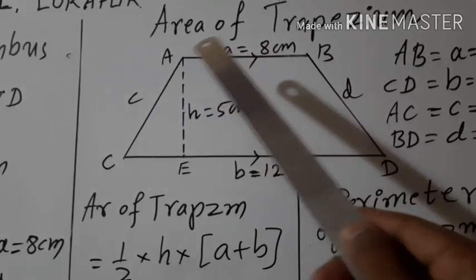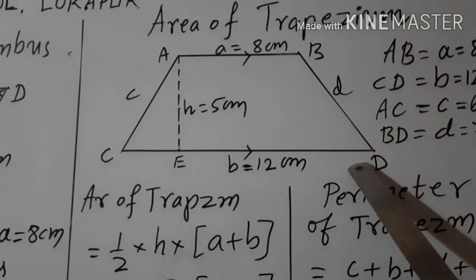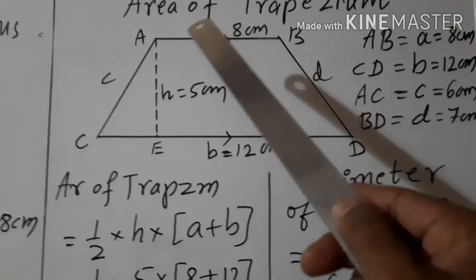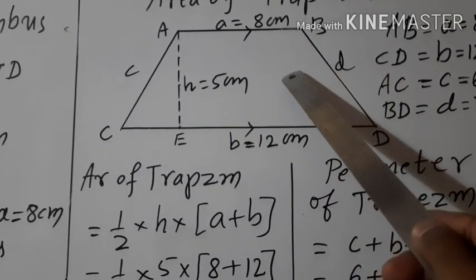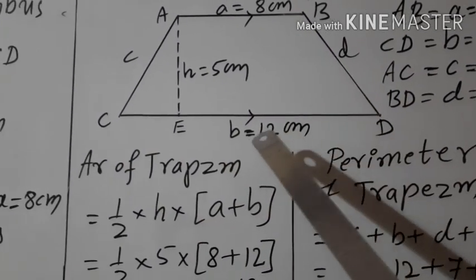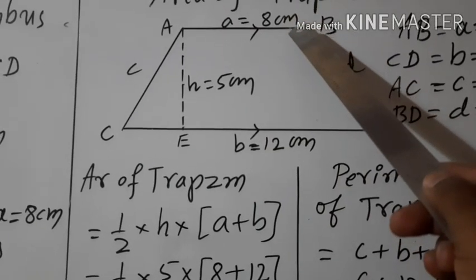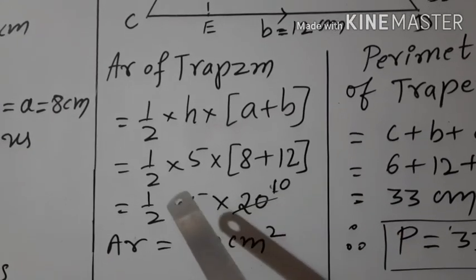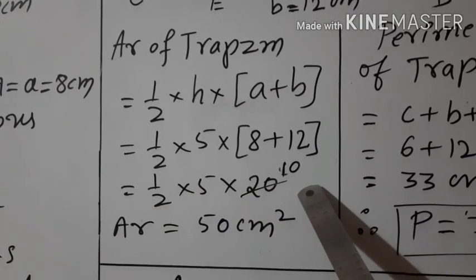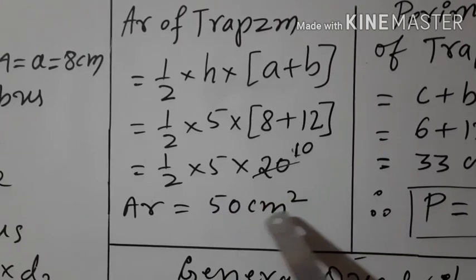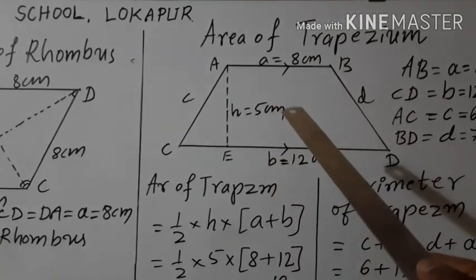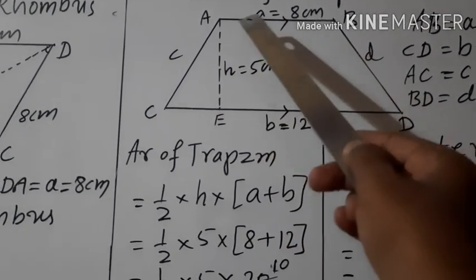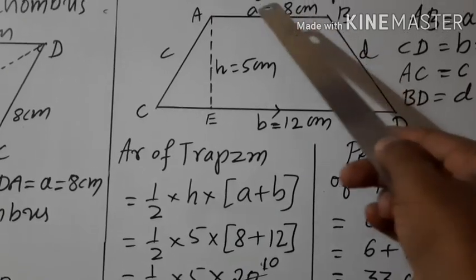Which are the parallel sides here? AB and CD are parallel sides. I have to take the sum of parallel sides. Here AB is a unit and CD is b unit. That is, a is 8 and b is 12. Therefore, 8 plus 12 is 20. Now, 2 ones are 2, 2 tens get cancelled. Therefore, 10 fives are 50 centimeter square. Therefore, the area of the trapezium is 50 centimeter square. Means, in this region, I can place 50 one-centimeter squares.